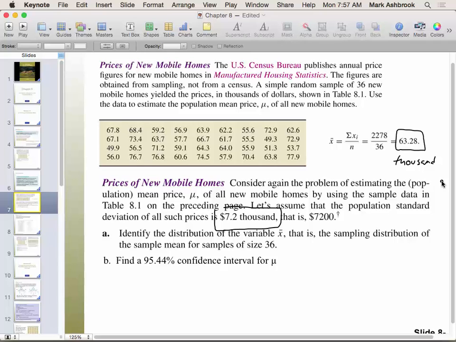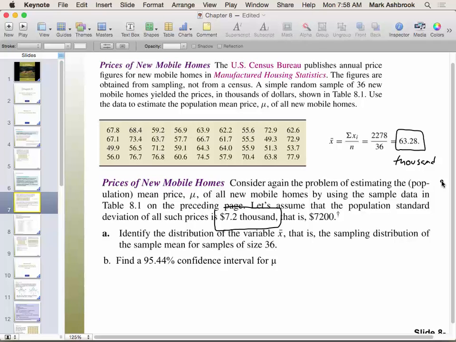The 7.2 thousand is an indication of how spread out. Like, it's telling us, are all mobile homes really close to 63,000, or are they all over the map? That's what that number is telling us. So there's a pretty good spread, right? So from 55 to 70,000, that's $15,000. We get about 2/3 of mobile homes, 68% of mobile homes, right?